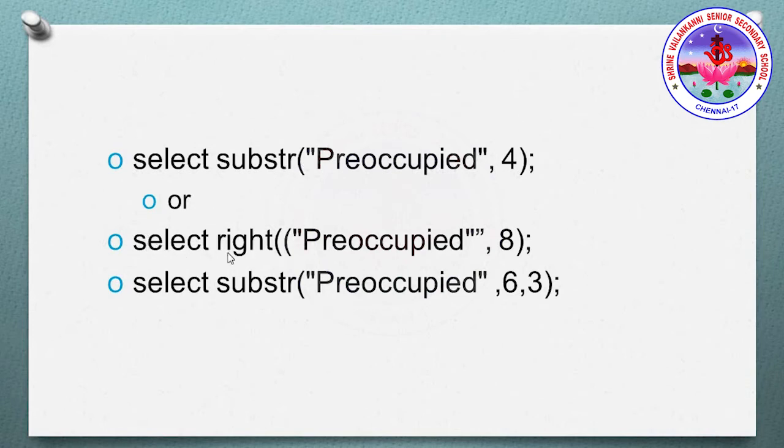Or you can write it with the right function. Okay, so right of preoccupied, comma 8. Okay, so here 8. From the right side, 8 characters. Okay, 1, 2, 3, 4, 5, 6, 7, 8. So from the right side 8 characters, occupied will be retrieved.